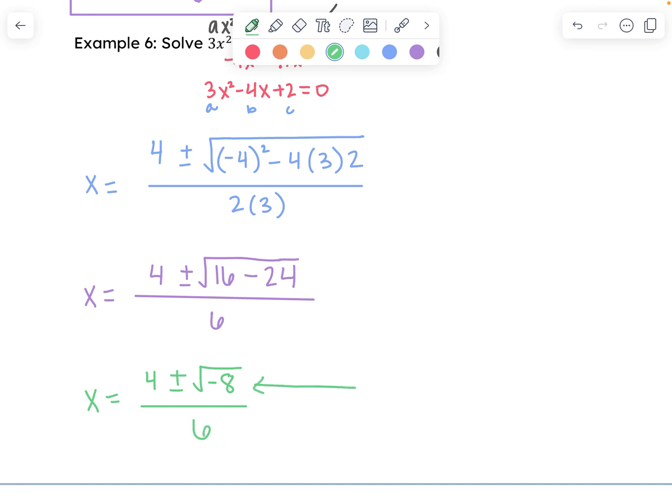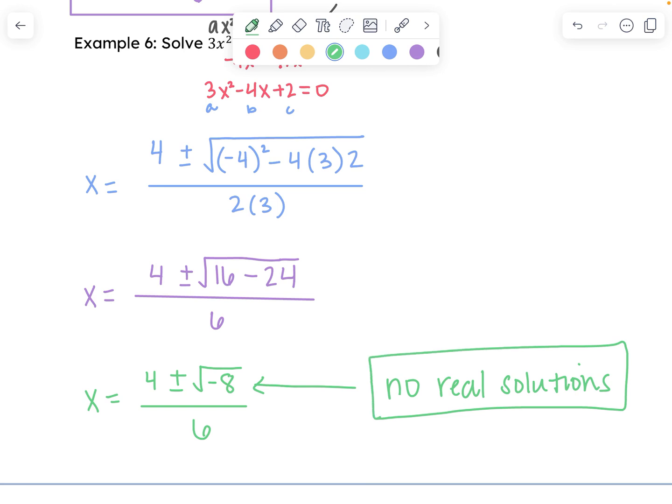And remember, if our discriminant is negative, that means that we have no real solutions. That's where we would have complex solutions. And like I said, we'll talk about those in a later unit.